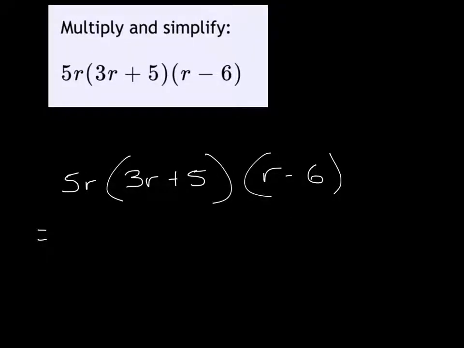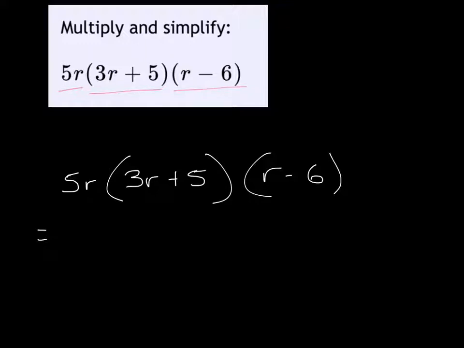All right, we're asked to multiply and simplify this expression. Importantly, there's three different things here to multiply. We have the 5r, the 3r plus 5, and the r minus 6. Anytime you have more than two things to multiply together, you can only do two at a time.